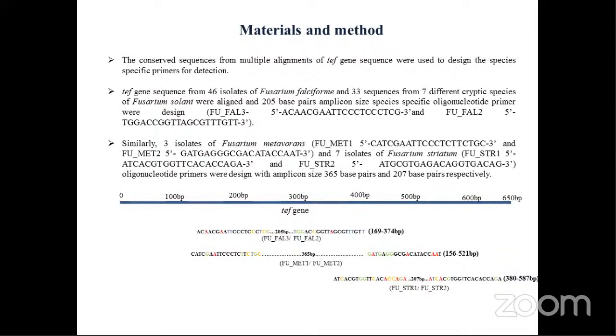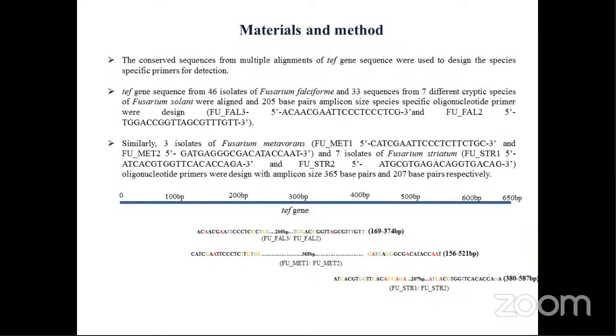After alignment, we found a 205 base pair Fusarium falciforme specific conserved region within the TAF gene, which lies within the 169 to 374 base pair region of the TAF gene. Similarly, a Fusarium metavorans specific 365 base pair conserved region was identified, which lies between 156 to 521 base pairs of the TAF gene. Another, Fusarium striatum specific conserved region was identified, around 207 base pairs, which lies within the 530 base pair region of the TAF gene.